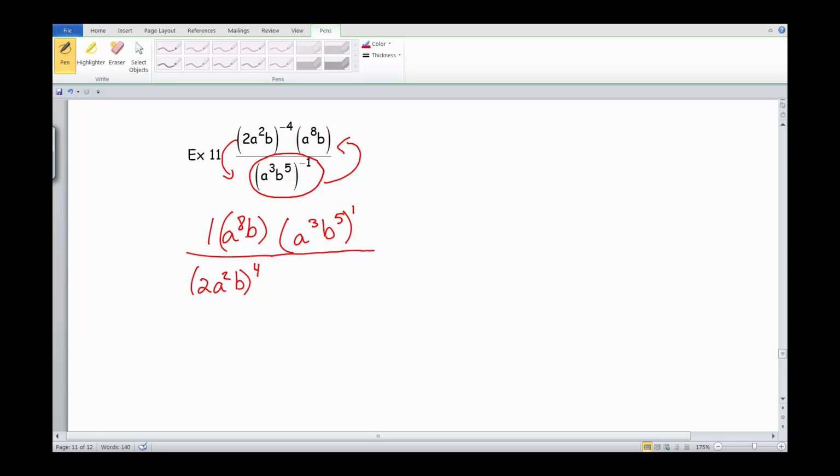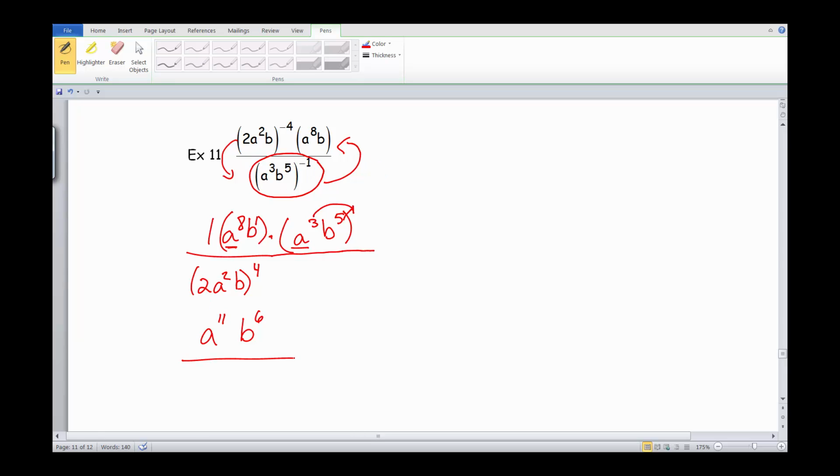And now we can go ahead and simplify maybe the top. So we have a to the 8th times a cubed. We are multiplying like bases, so we will be adding the corresponding exponents. We end up with a raised to the 11th. Same thing is going to happen for b. We have b raised to the 1st, b raised to the 5th. That's going to give us b raised to the 6th. The reason I didn't distribute the 1 is just because it's 1. It doesn't really do a whole lot. Really the only main purpose was to bring that up to the top.